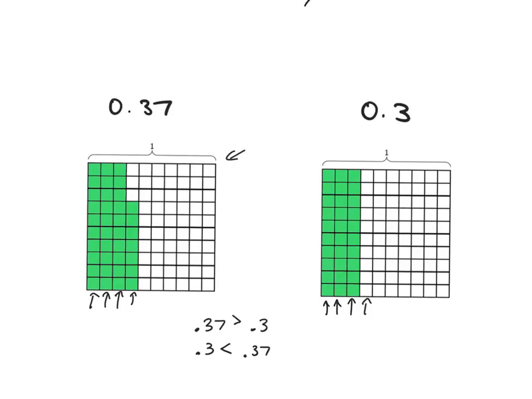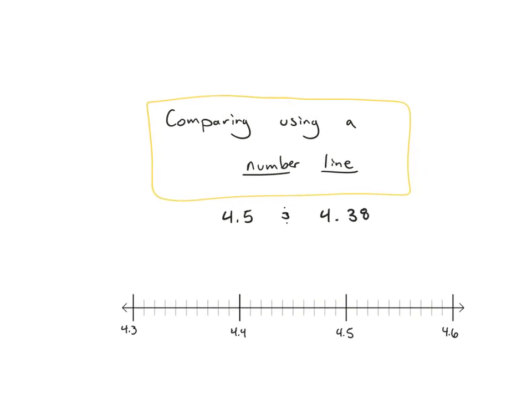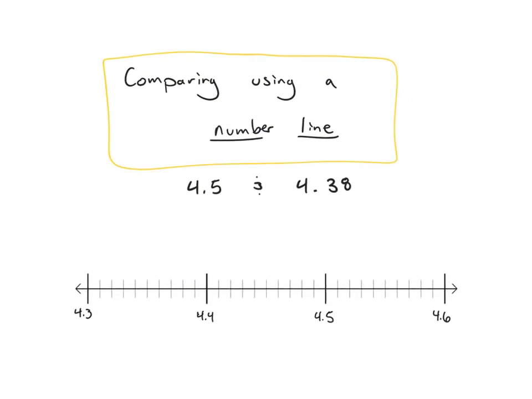So that's using the area model. We represent both of the decimals with an area model and then see which one is more filled in to let us know which one's larger. Another strategy we can use to compare decimals is a number line. And so I'm going to be using the number line to compare 4 5/10 and 4 38 hundredths.